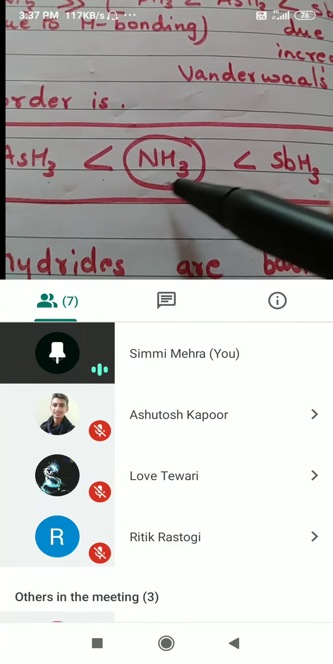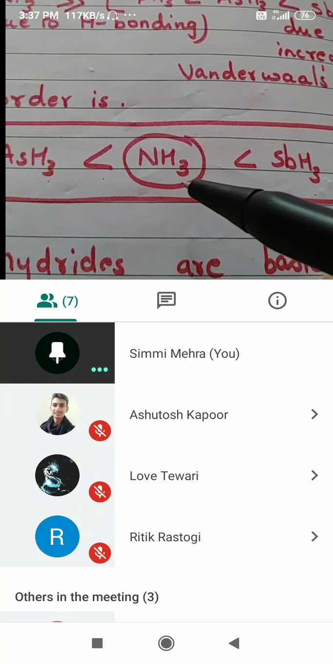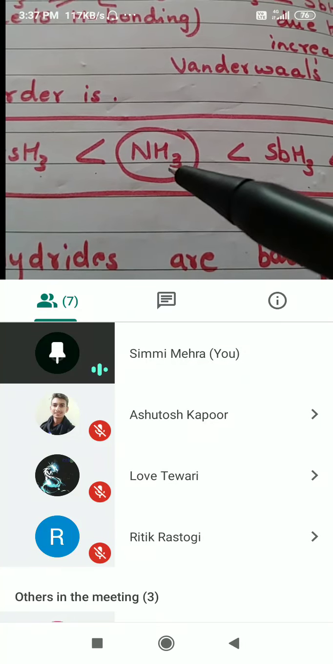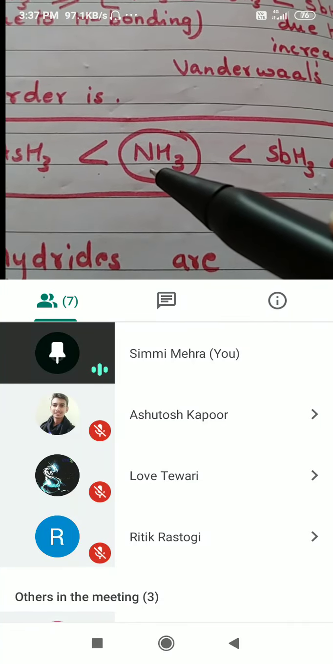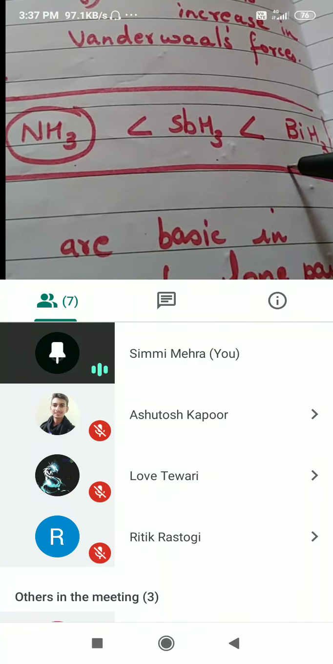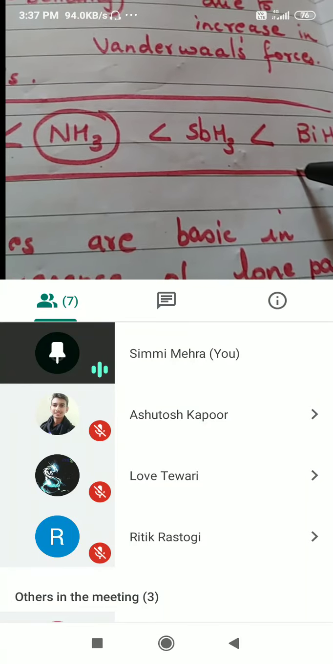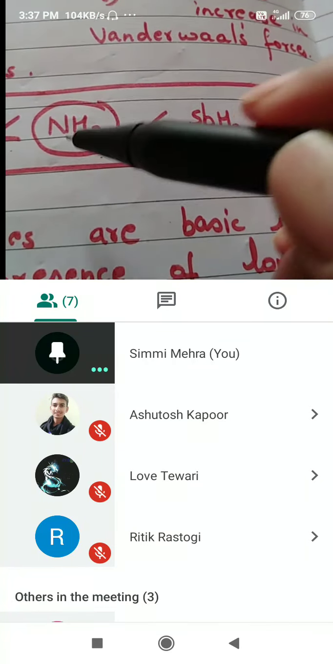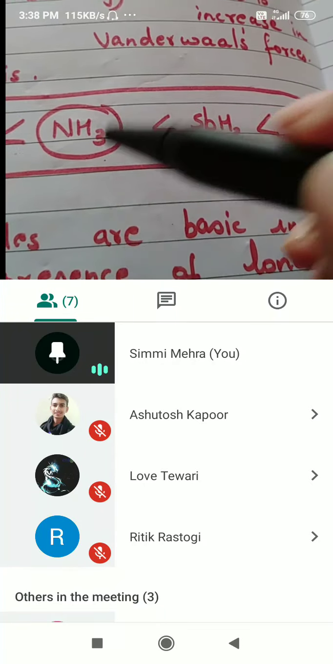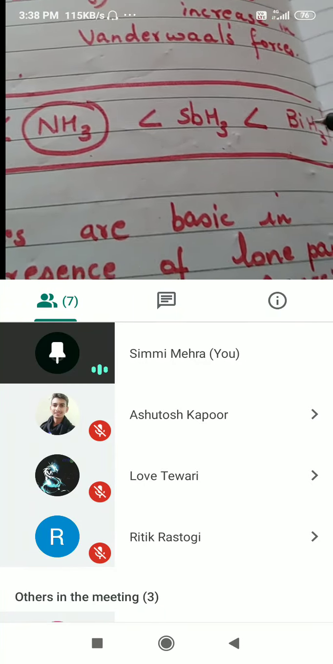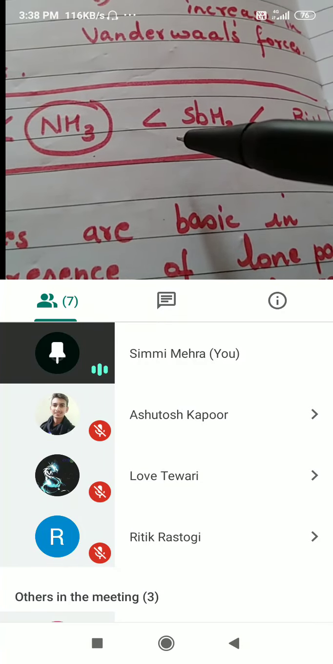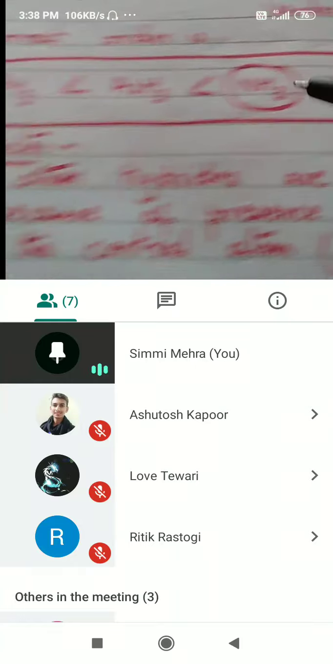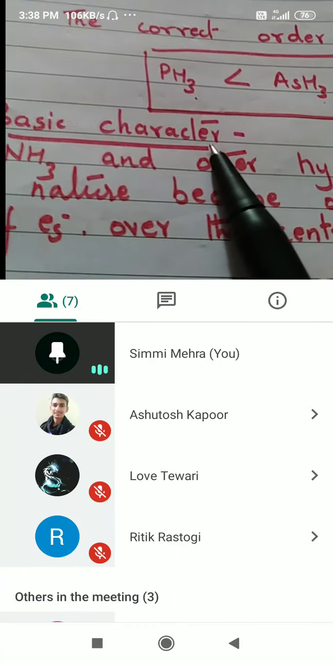Because here you can see ammonia, although it forms hydrogen bonding, is not going to have the highest boiling point. Highest will be bismuth hydride because of van der Waals forces. Bismuth is much larger in size. So here we have to take both hydrogen bonding and van der Waals forces. Bismuth hydride and antimony hydride have much higher van der Waals forces. That is why.